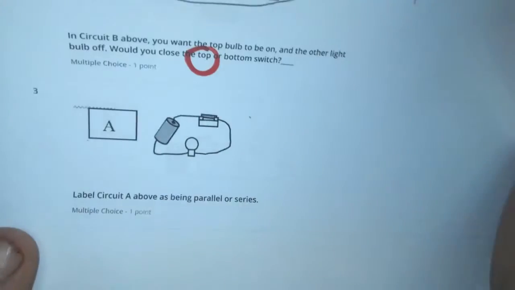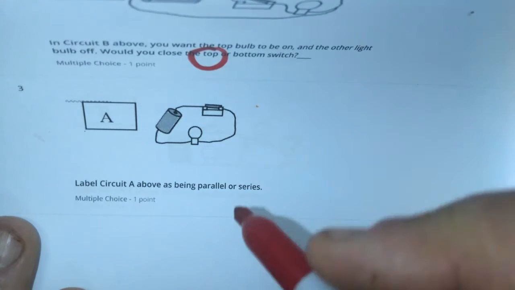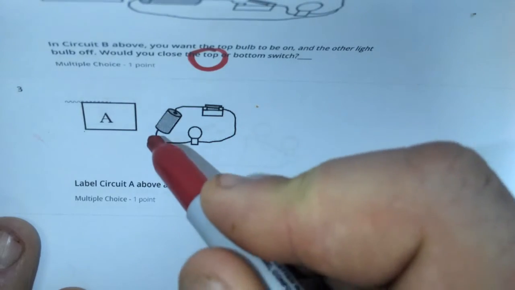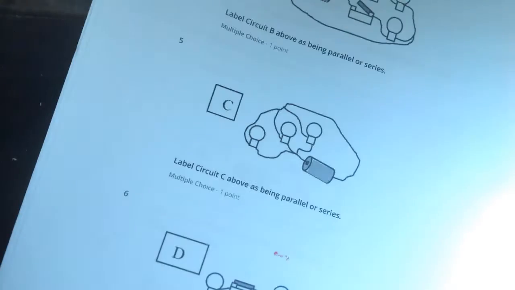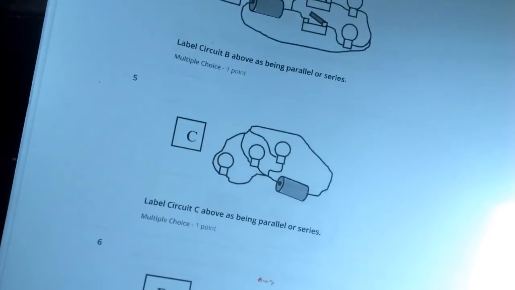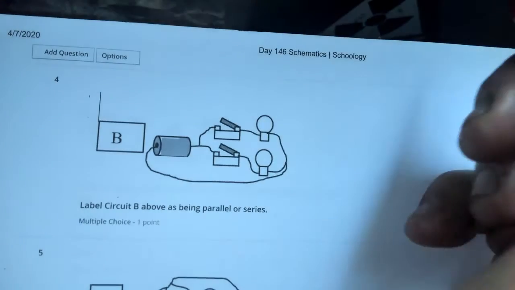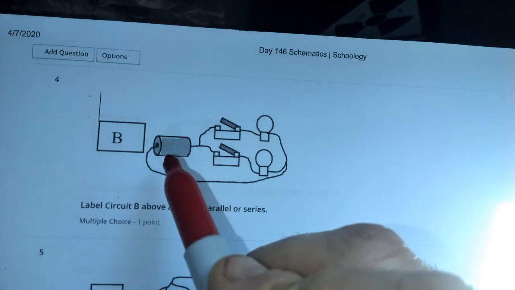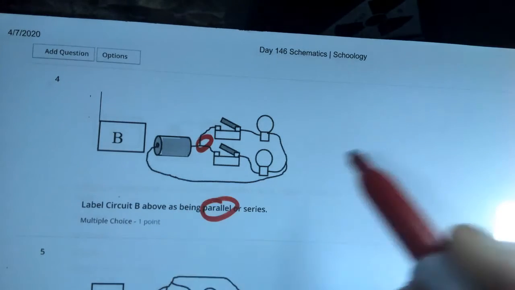Number 3. Label circuit A above as being parallel or series. As I go from the battery all the way around, I don't see any branches whatsoever. So that's called a series circuit. Number 4. Label circuit B above as being parallel or series. As I start from the battery, going around, I see a branch right there. Branching circuits are parallel.